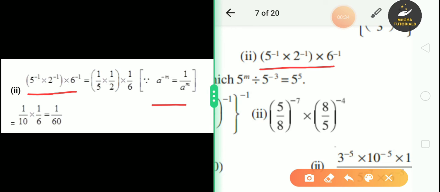So the step will be in bracket 1 upon 5 into 1 upon 2, close the bracket, into 1 upon 6. So 1 upon 5 into 1 upon 2 is 1 upon 10. So next step will be 1 upon 10 into 1 upon 6, which is equal to 1 upon 60. So 1 upon 60 is the final answer.